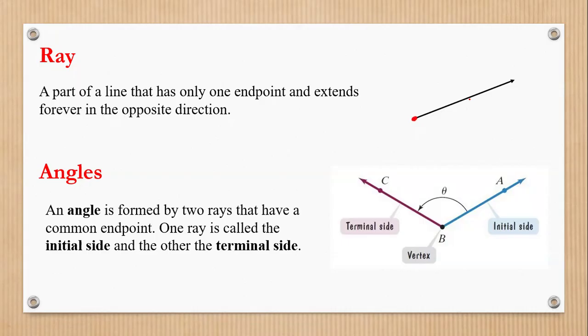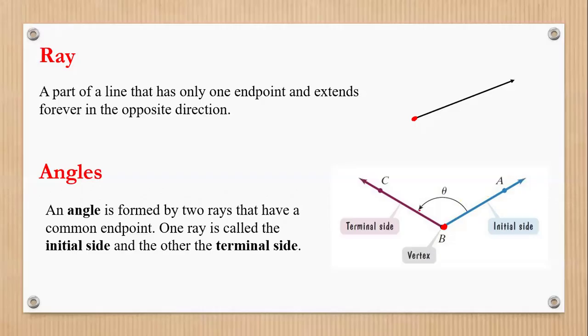Now, if we have two rays that have a common endpoint, we can form an angle between the two rays. As you see in the picture, ray BA has endpoint B, and ray BC has endpoint B. So the two rays have a common endpoint, and they form an angle, angle theta.